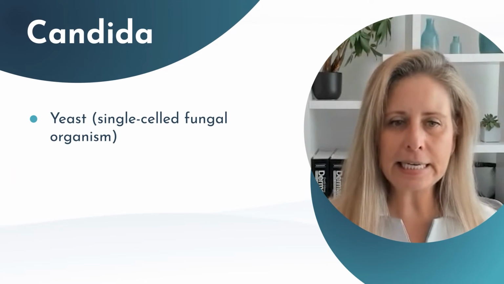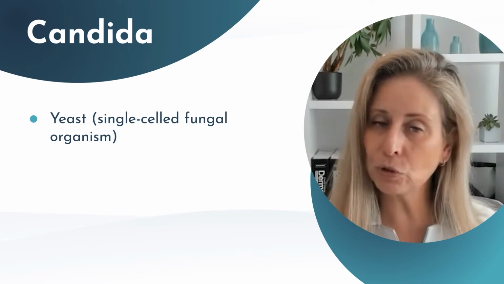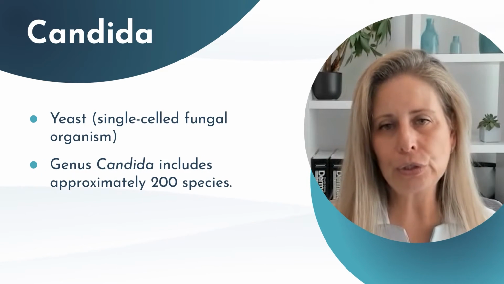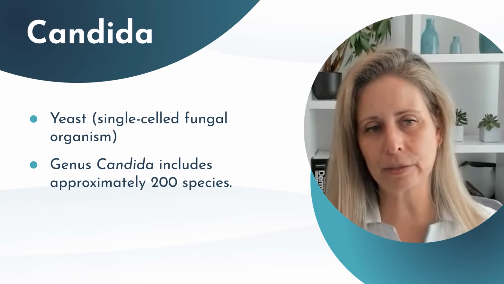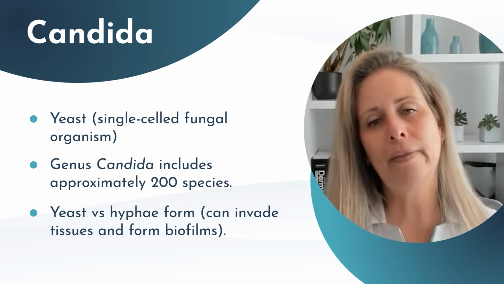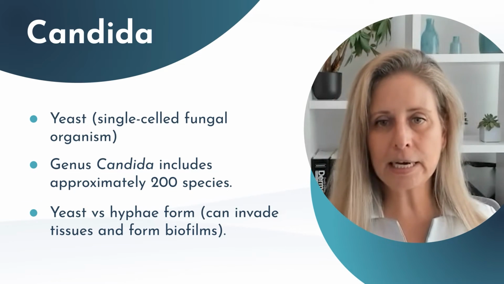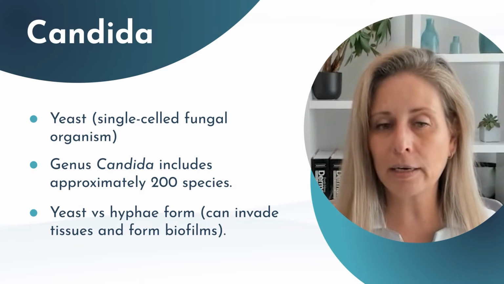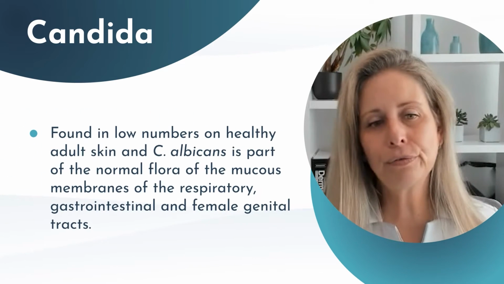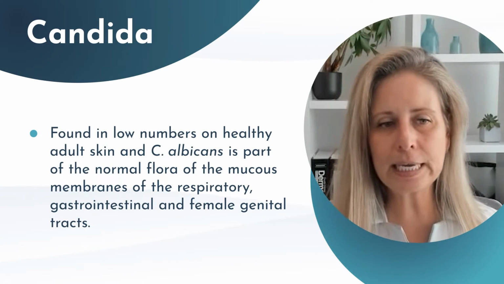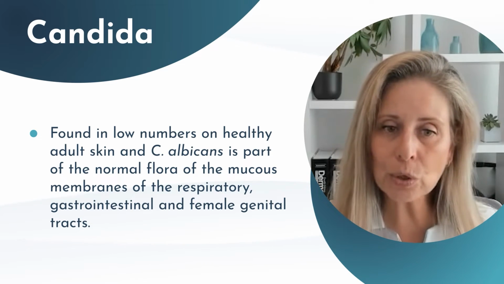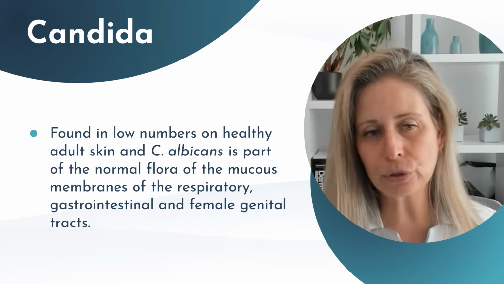So Candida is a yeast, a single-celled fungal organism. Just like Malassezia, both of them are yeasts. The genus of Candida includes approximately 200 different species, so there's a lot of them. And Candida can also take a yeast form and a hyphae form. And that hyphae form, just like the Malassezia, the Candida hyphae can invade tissues, and Candida can also form biofilms. Now, Candida is also found in low numbers on healthy adult skin, and it's part of the normal flora of the mucous membranes of the respiratory, gastrointestinal, and female genital tracts.